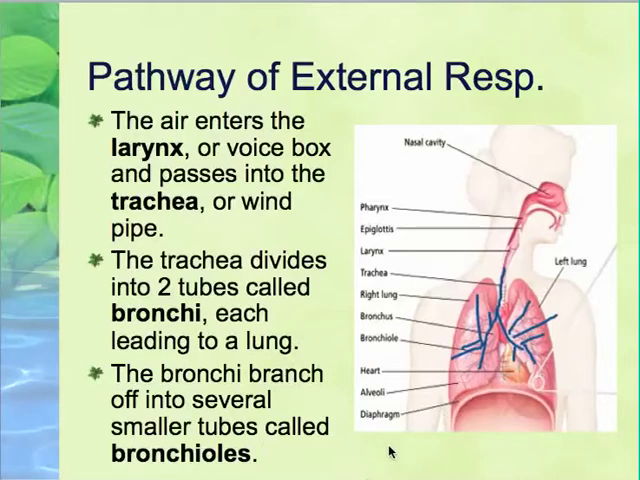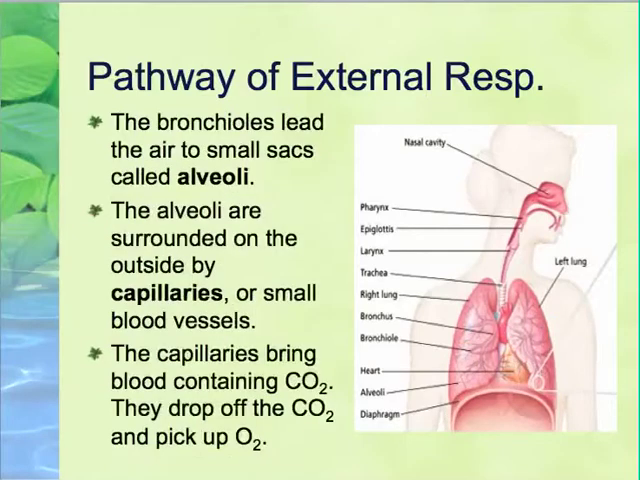The next step in our little party here is to go to the alveolar sacs. The branches of the bronchioles lead to small air sacs called alveoli. The alveoli are surrounded by capillaries, or very tiny blood vessels. The alveoli fill up with oxygen-rich air from the atmosphere. Now, I want you to keep in mind, when we studied osmosis or diffusion, things move from an area of high concentration to an area of low concentration.